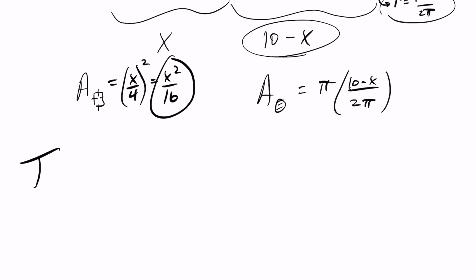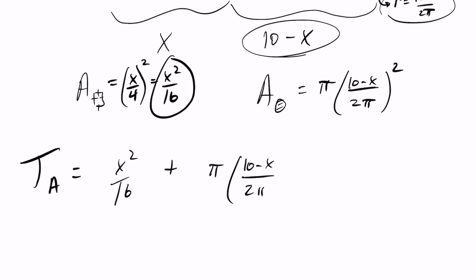I want to minimize the total area here. So this is going to be x squared over 16 plus, and sorry, I should have put in a squared on this right here. That's going to be pi r squared, plus pi, and then I've got my radius as a relationship of x, squared.